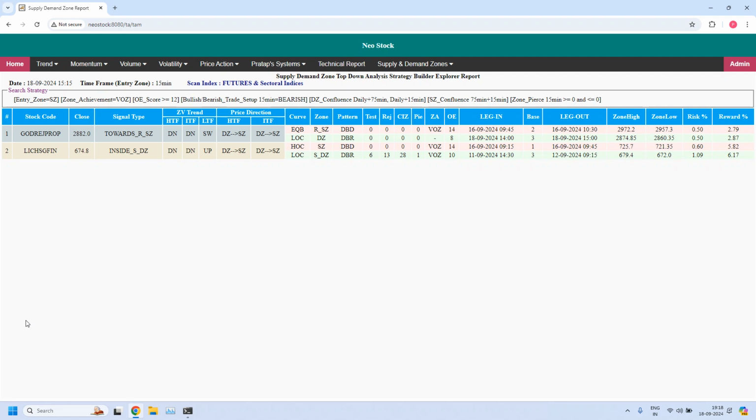Both these 2 stocks are having LTF, ITF, HTF confluence. That means the 15-minute zone is part of the 75-minute zone. Again, both together are part of the daily zone. If the daily zone is having daily EMA confluence, it is a high probability setup. We have 2 stocks. Both the stocks' trend is downtrend. If supply zone EMA confluence is there, it's a high probability setup.